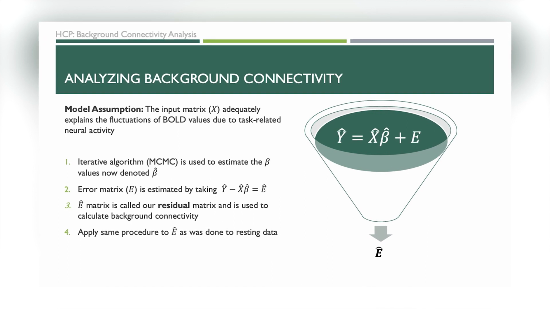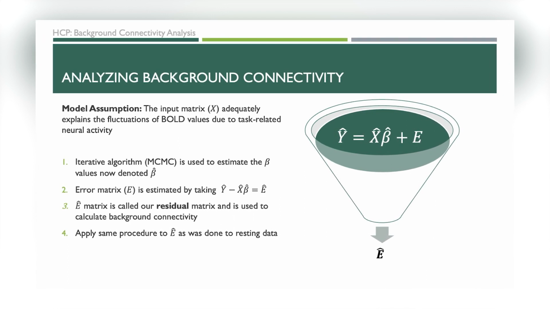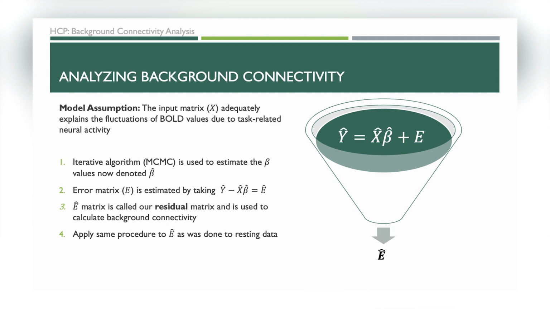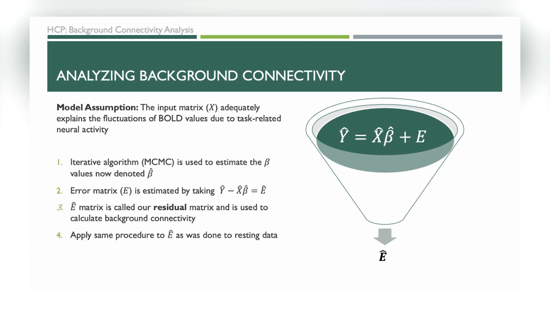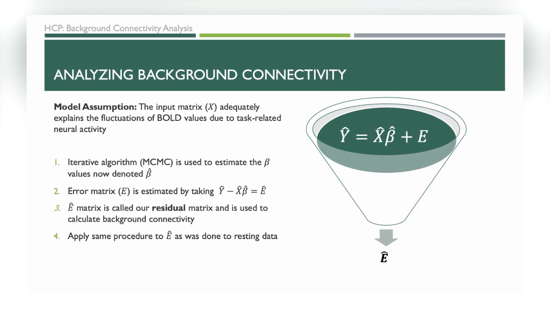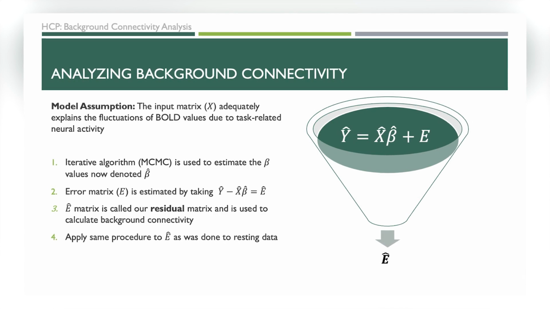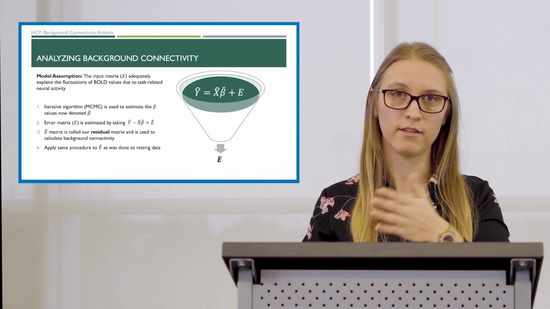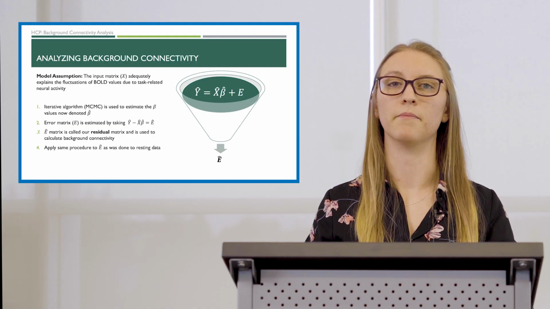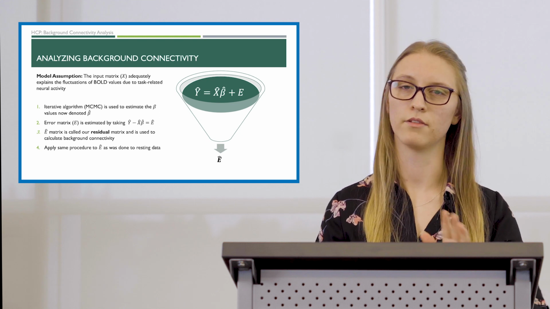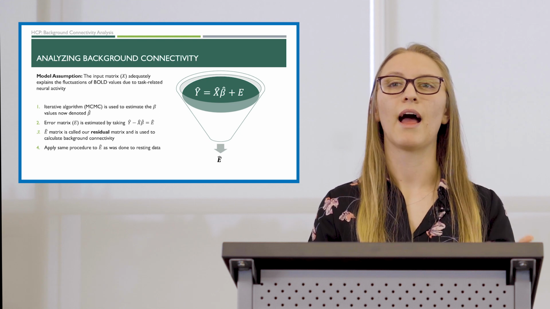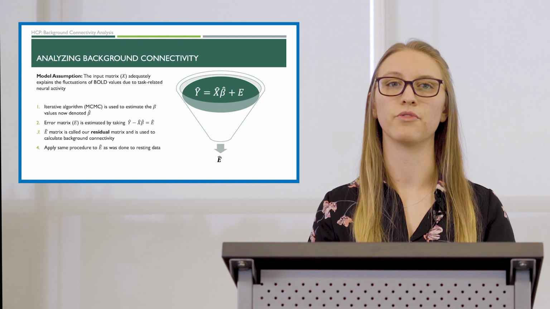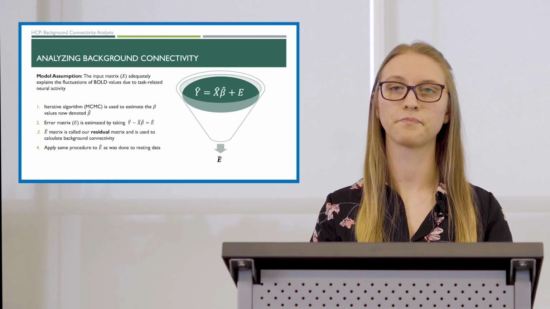We used all the information that we have biologically, empirically, to calculate this input matrix, and we're hoping that it's doing a good job at predicting our response variables. Now, once we've done that, we then estimate these beta coefficients, like I said, with this MCMC algorithm. Not that important. But then after we've estimated our beta coefficients, we now find our error matrix.